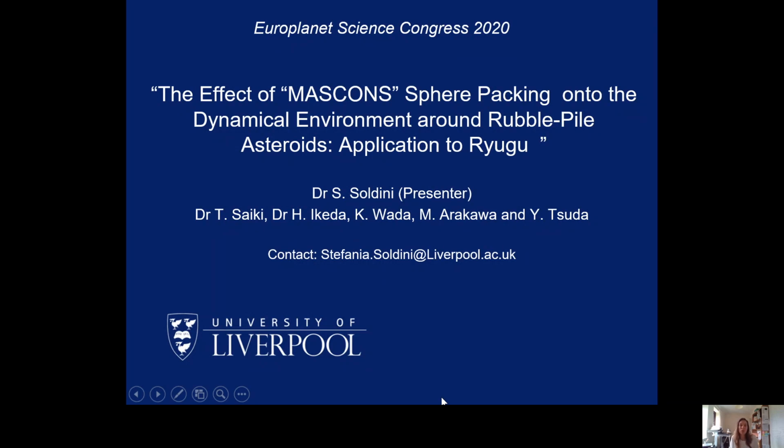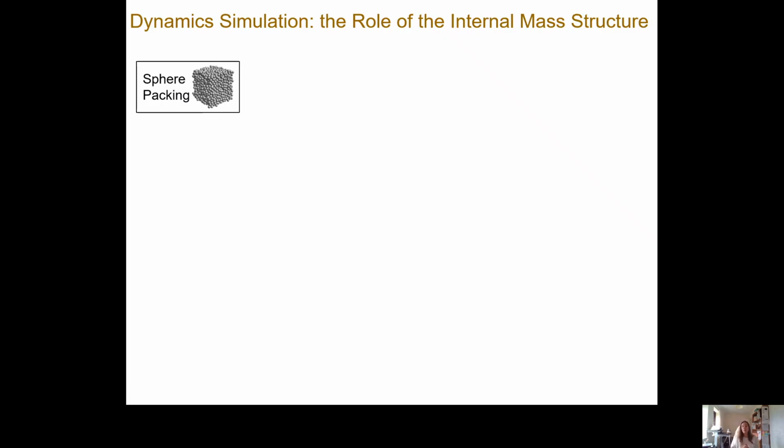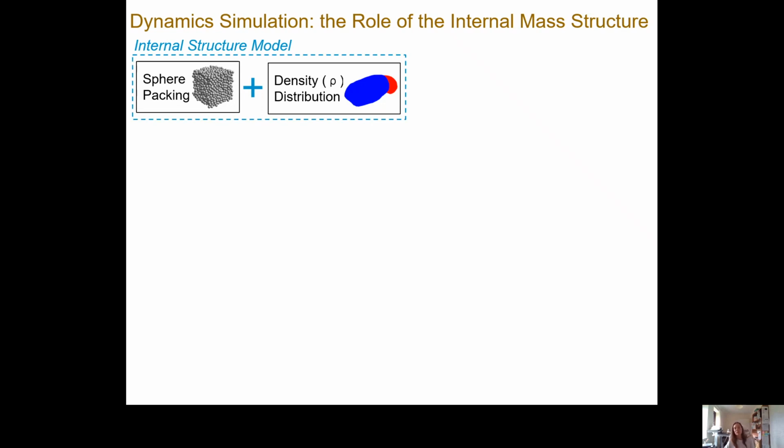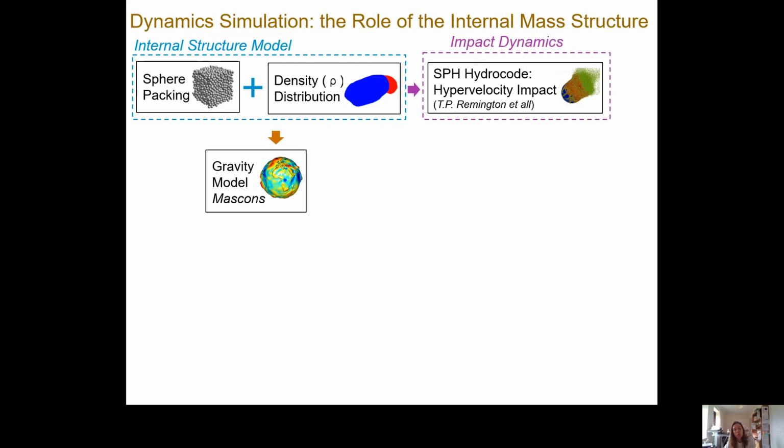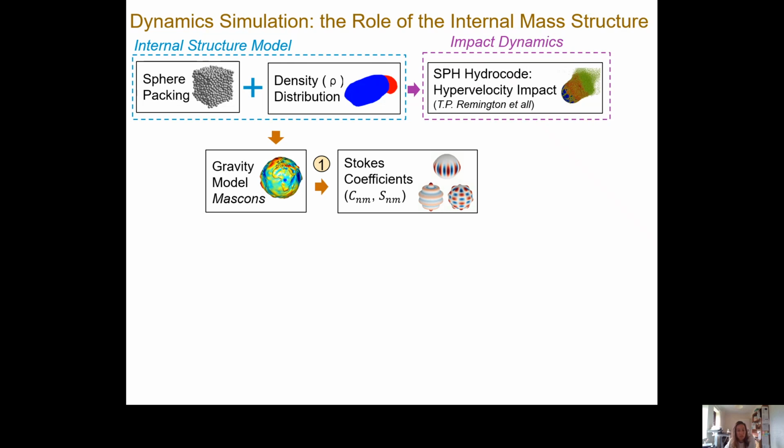Today I would like to talk about the effect and the role of the internal mass structure on dynamical simulations. Considering a specific sphere packing plus the density distribution, we can define the internal structure model of asteroids and feed this as initial condition for SPH hydrocode for impact dynamics, or feed this in gravity models like MASCONS to find Stokes coefficients comparable then to the measurements.